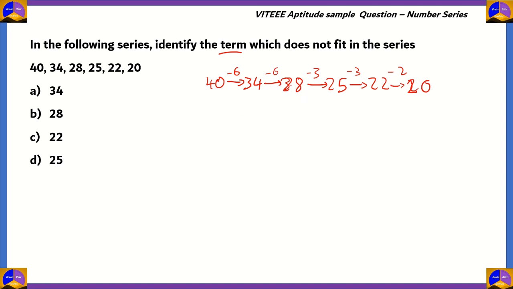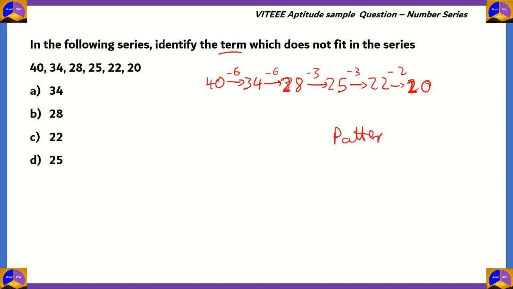So this is according to the series that we have. We know that this is not the correct series. There is a term here which is incorrect and which does not fit in this series. So let's start from the opposite end. The difference between 22 and 20 is 2. The difference between 22 and 25 is 3. And from the first end, the difference between 40 and 34 is 6. So these three differences will give us the pattern here.